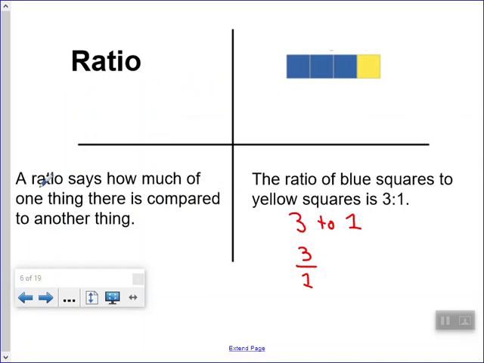Ratio: the definition is how much of one thing there is to compare to another thing. Look at this picture. You have 3 blue squares and 1 yellow square. So the ratio of blue squares to yellow squares is 3:1. You can write 3 to 1, or 3/1, or 3:1. They all mean the same thing.